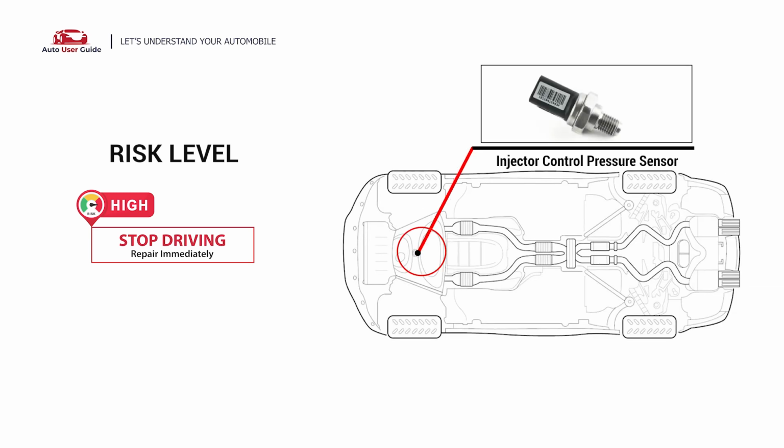P2291 engine code indicates that the injector control pressure for the high-pressure oil has fallen below the threshold of acceptance set by the manufacturer during the cranking of the engine. Under this circumstance, stop driving and repair your vehicle immediately.